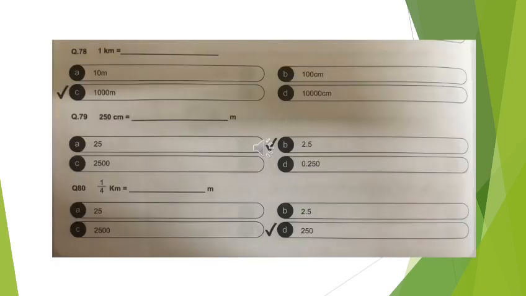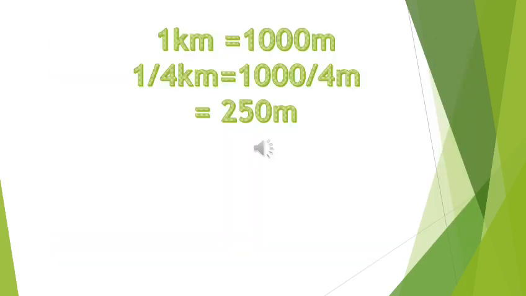Question number 80: 1 by 4 kilometer is equal to dash meter. Four options are given. A: 25, B: 2.5, C: 2500, and D: 250. Students, we know that 1 kilometer is equal to 1000 meters. So 1 by 4 kilometer is equal to 1000 by 4 meter, which is equal to 250 meters. So the correct option is 250 meter.